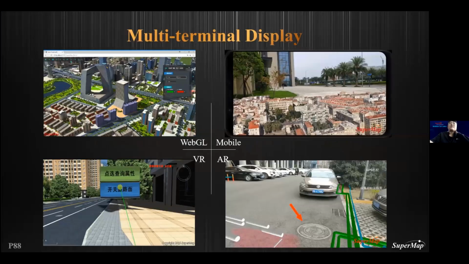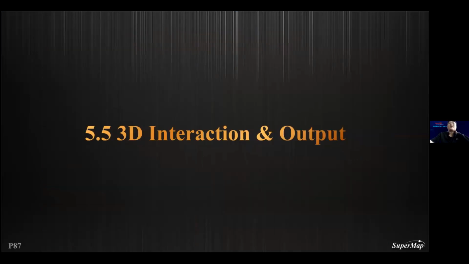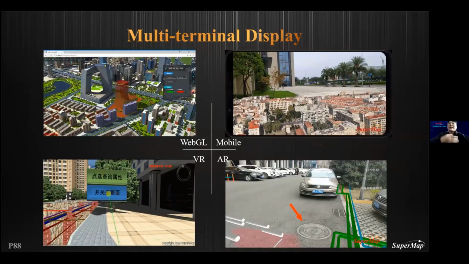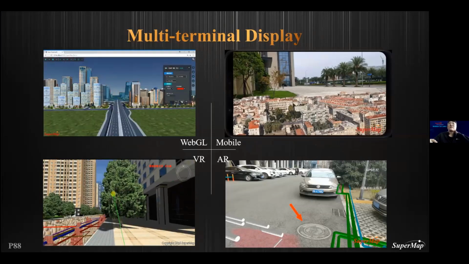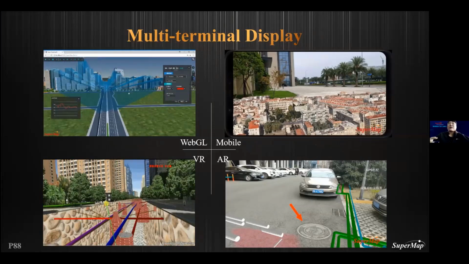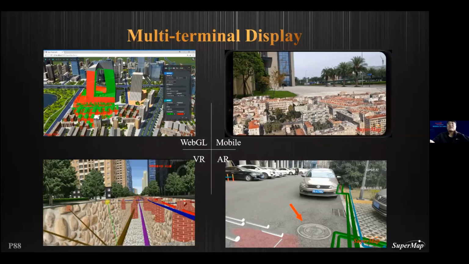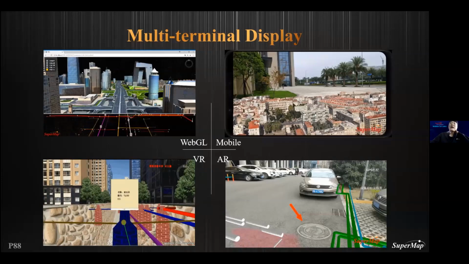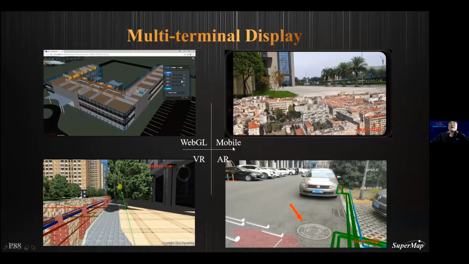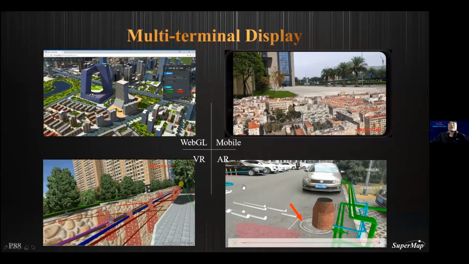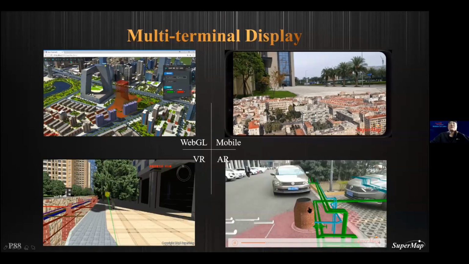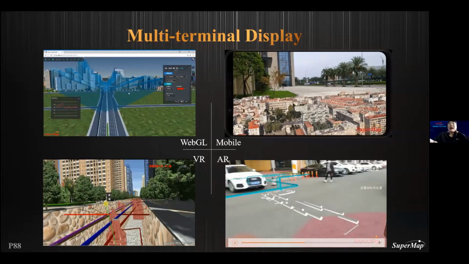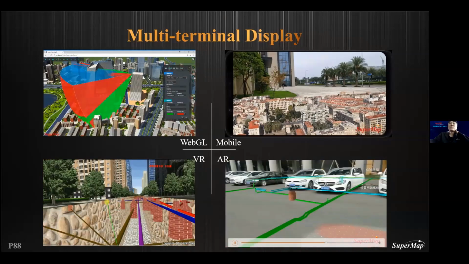And the last part is interaction and output. Besides the data types, data engine, and commonly used data formats, we can also show the 3D scene and 3D GIS in different terminals, such as WebGL, which is based on the web browser, and on mobile, VR, and AR. With AR, we can put the underground pipeline in the camera view and take a look at the pipeline directly through the camera of the mobile phone.